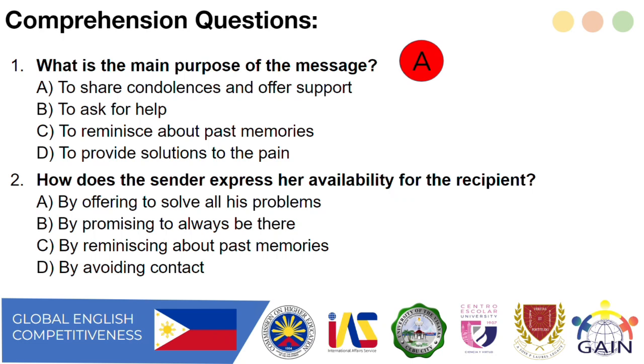Number 2. How does the sender express her availability for the recipient? Letter A. By offering to solve all his problems. B. By promising to always be there. C. By reminiscing about past memories. And letter D. Avoiding contact. Our answer here is letter C. From the letter, it said, "We've had some amazing memories with Emily, and I want you to know that I always remember them."